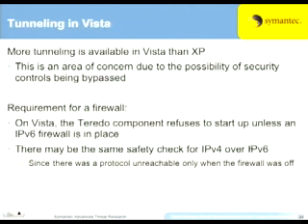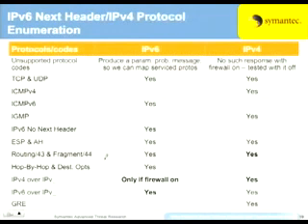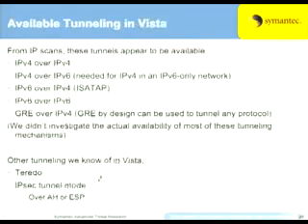And we do know that on Vista, the Teredo component will refuse to start up unless there's an IPv6 firewall in place. So that's a sensible security precaution. Make sure there's a firewall there. And there may be the same safety check for IPv4 over IPv6. That's because of this right here: IPv4 over IPv6 only showed up when the firewall was on. It didn't show up when the firewall was off, which is kind of the opposite of what you normally expect, because firewalls do filtering. So that's one possible explanation as to why we get that result.